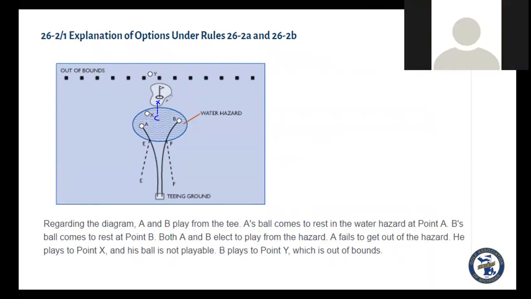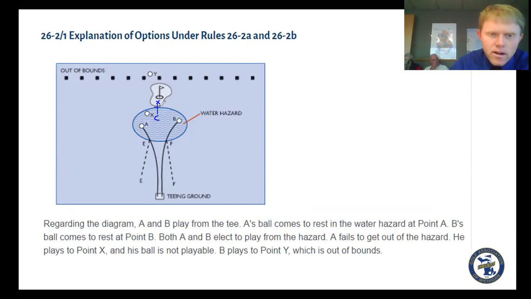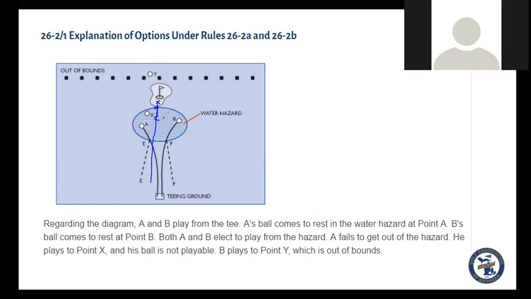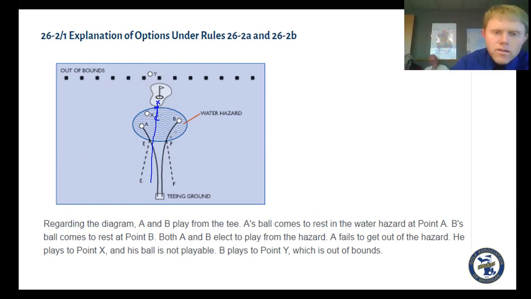Drop options. So your drop options there, you're going to have your X marks the spot here. Again, you're going to be able to go back on this line as far back as you want. Now this is assuming that the player doesn't play from within the hazard. He's not going to play from point C. So it's where he last crossed, so he can go back on this line here as far back as he wants, or he can go back to the tee.